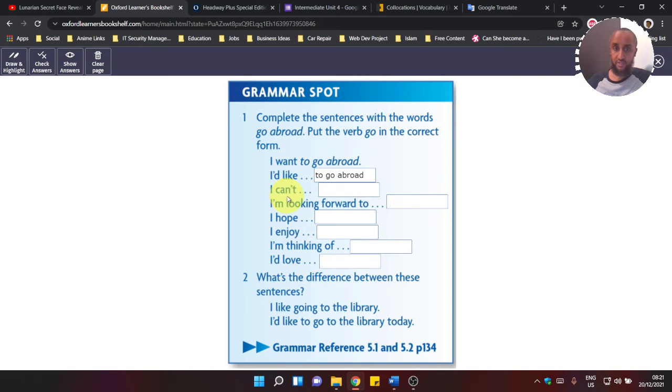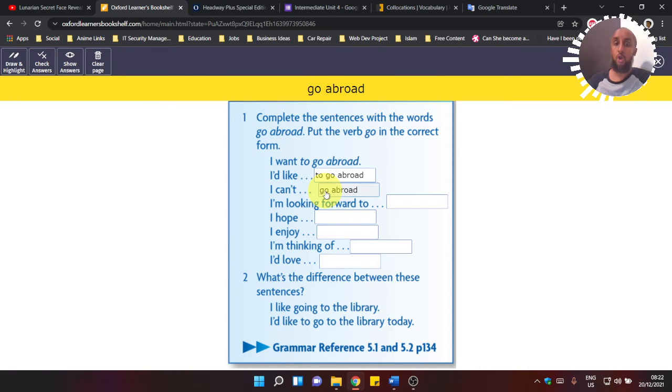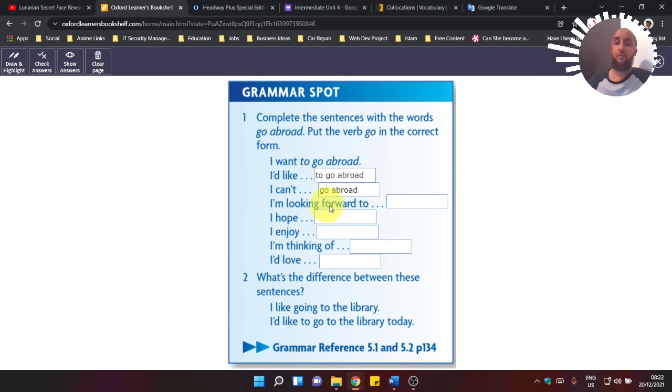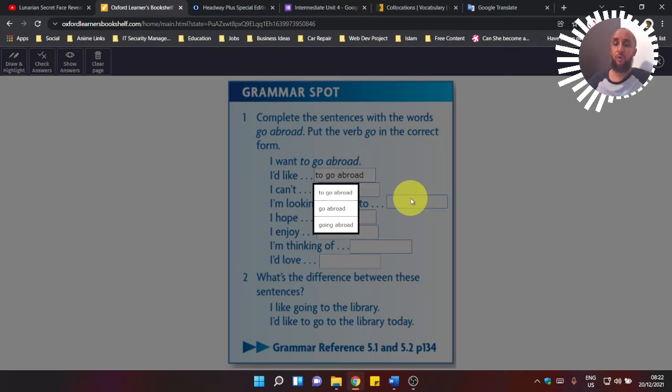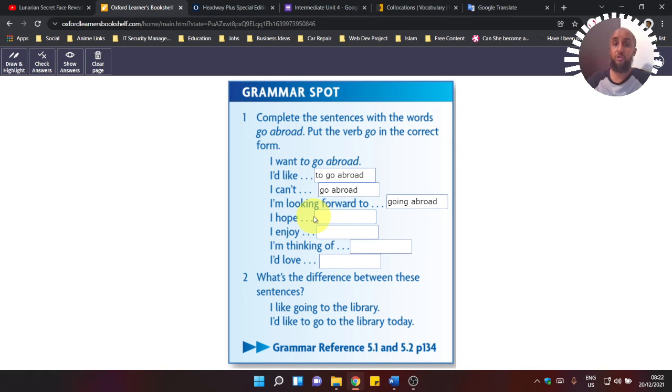Now here, this is I can't. This is a normal modal verb, and if you remember about modal verbs, the second verb is always basic as well. So we can say I can't go abroad. Here we have I'm looking forward to. When you have a preposition, usually a preposition is followed by a noun, ism in Arabic. So I'm looking forward to going. You use the ing form. If someone says looking forward to, the word afterward has an ing. I'm looking forward to playing football. I'm looking forward to meeting my parents. I'm looking forward to seeing my friends, and so forth.